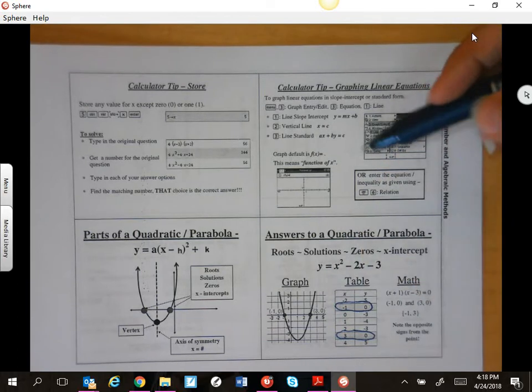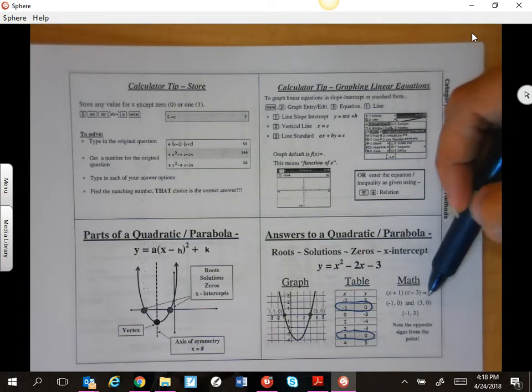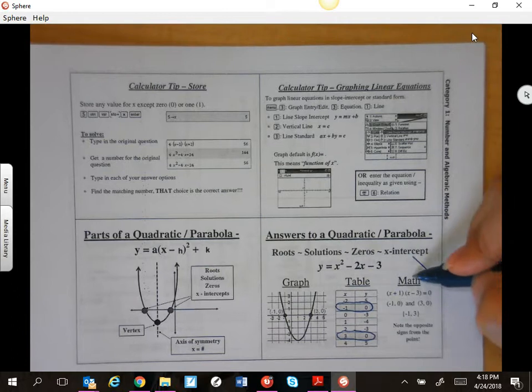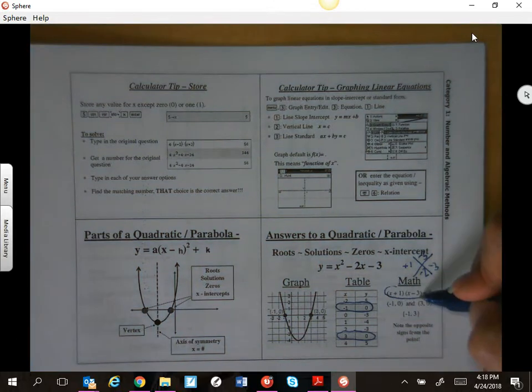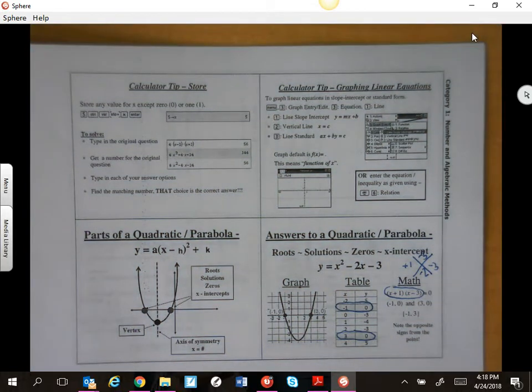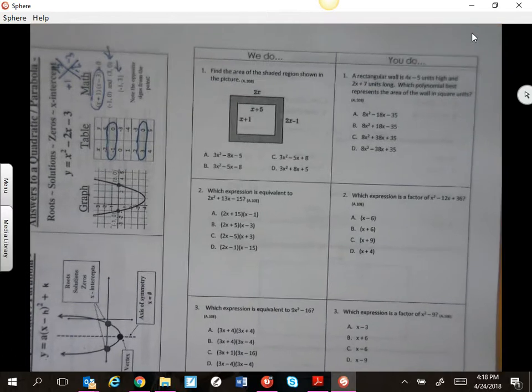And then when we do our math, we can factor it, either using an X puzzle or some other method where we had AC and we have B. So they're going to be different, and we can say +1 and -3, which is where we got this. If we set those equal to 0, we can then get our roots, which can be written as coordinates, or we can write them as a set of values. So here we're going to do the we do, and then you're going to do the you do.